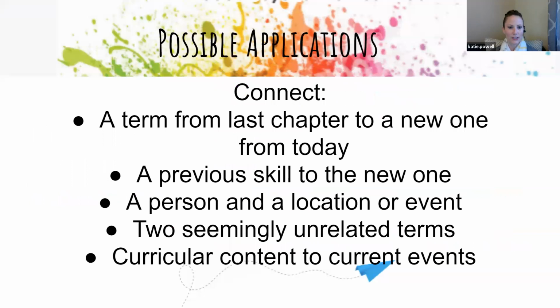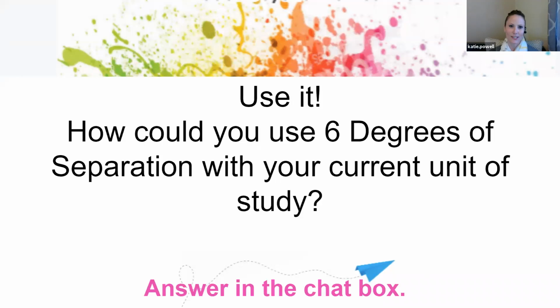So for example, they could connect a term from last chapter to a new one from today, a previous skill to a new one, a person to a location or event, 2 seemingly unrelated terms, or something that would be really cool to do in the current events we are living would be to find a curricular connection between what they're covering in class, their actual class content with you, and what's going on in the current events, because there are lots of really interesting connections happening right now. So it's a good way to bring their attention to those connections.